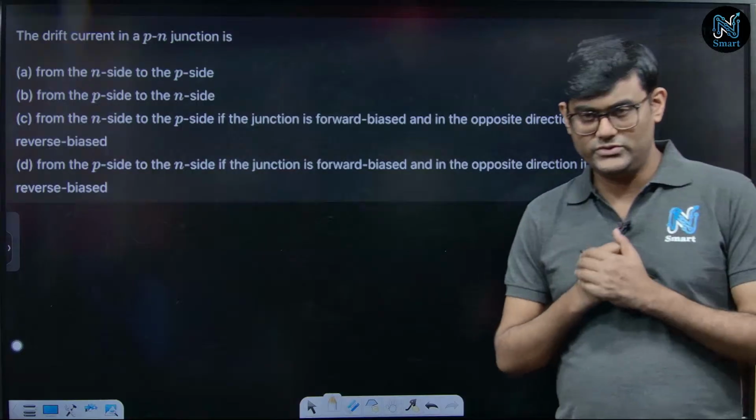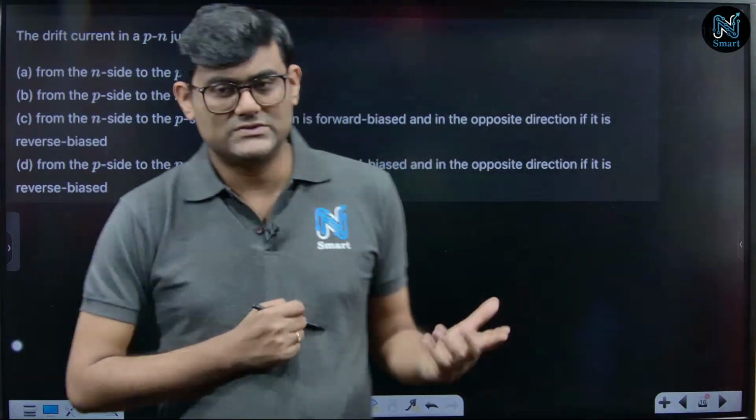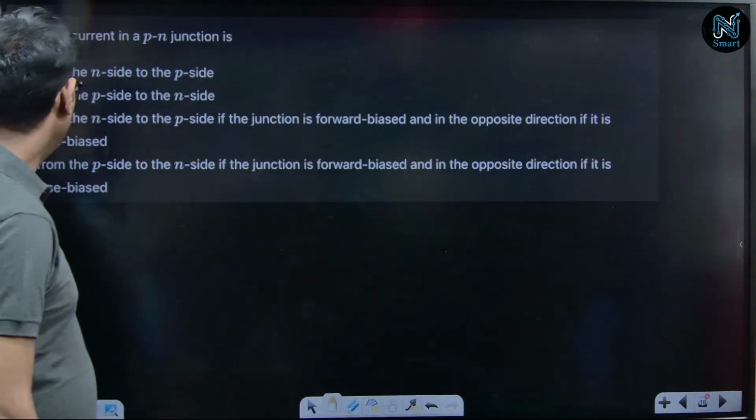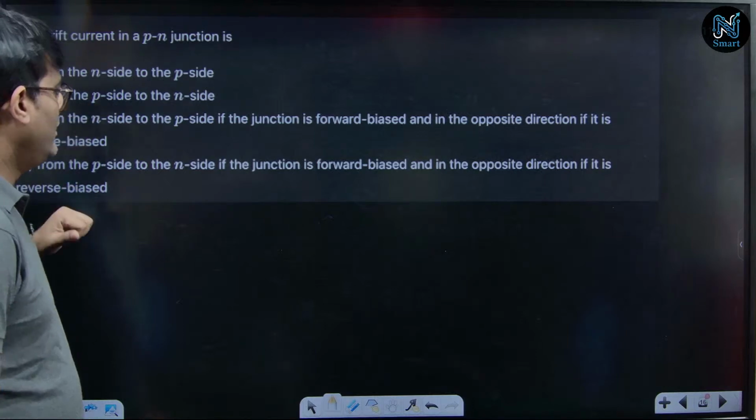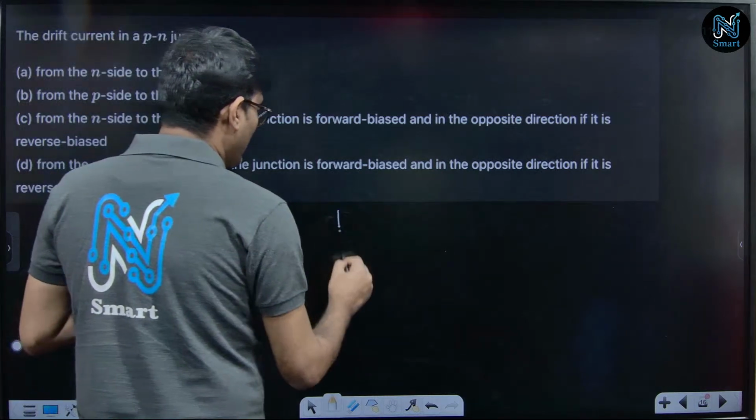Here is my solution. Look, this question is very direct. If you know what is the drift current, you will be directly able to answer this question.